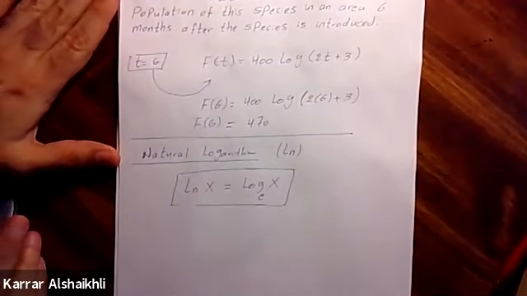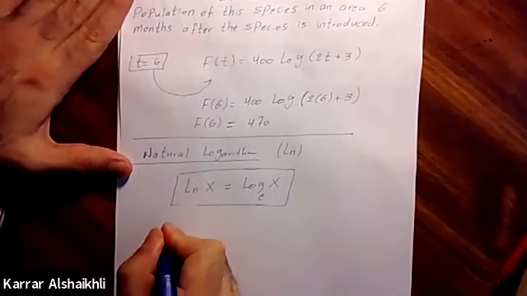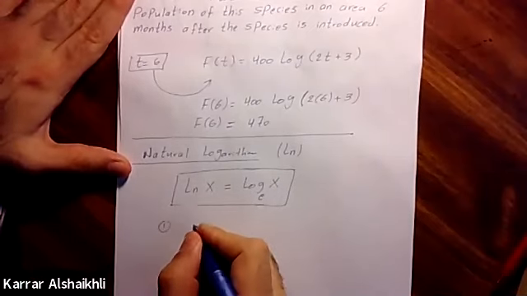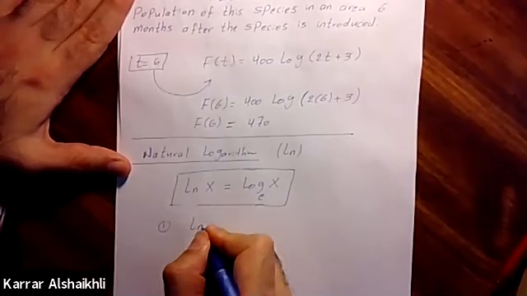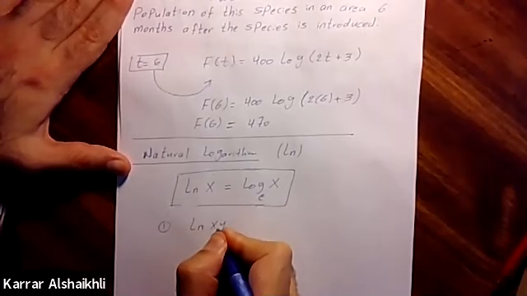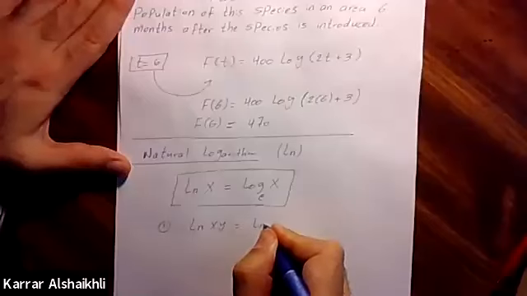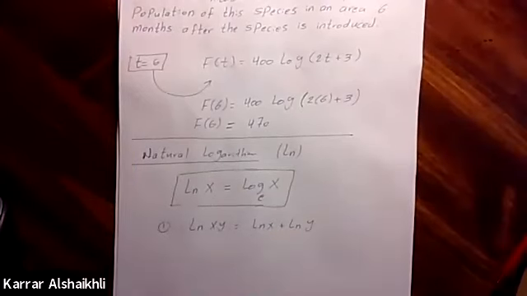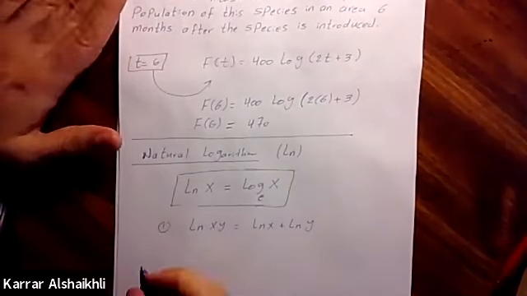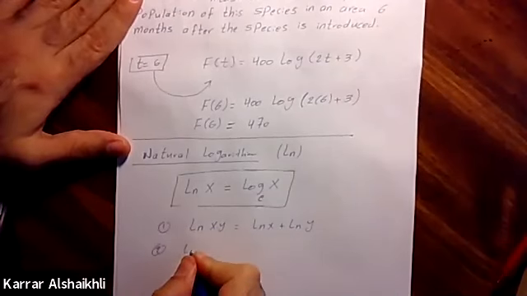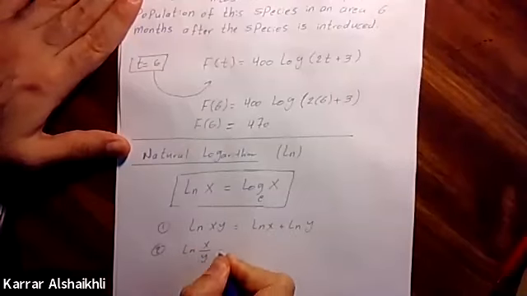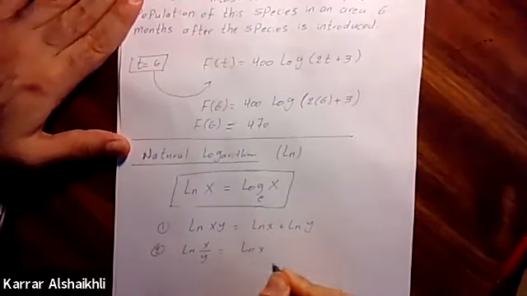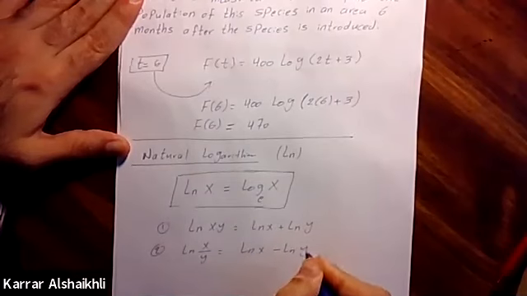So the first rule, we can find it from here. We can say ln of xy, x times y, is going to be ln x plus ln y. It's exactly the same thing. You can say ln x plus ln y. The second rule, ln of x divided by y is going to be ln x minus ln y.